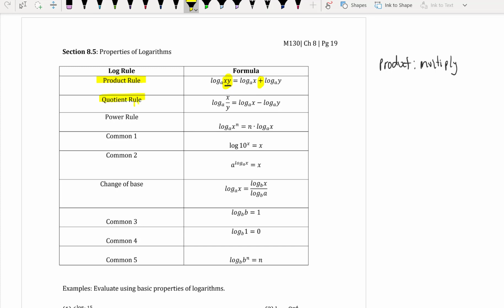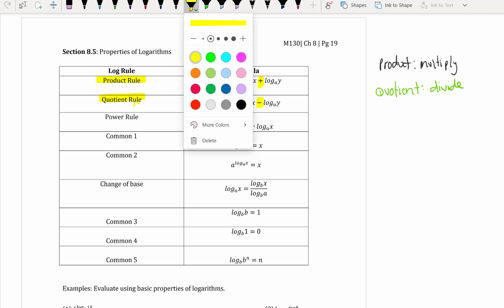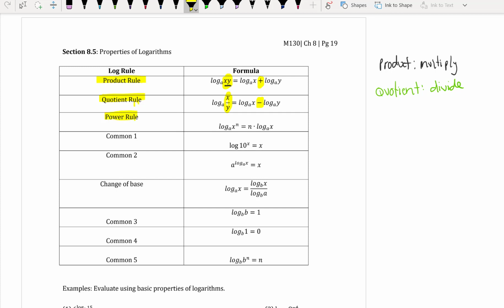So the quotient rule. We have a quotient, and hopefully you remember that the quotient really represents how to divide. And since we're dividing, we're going to separate that division to x minus. So now the division turns into subtraction. And we also have the power rule. So the exponent gets multiplied out in front.